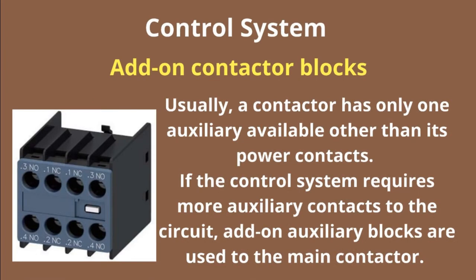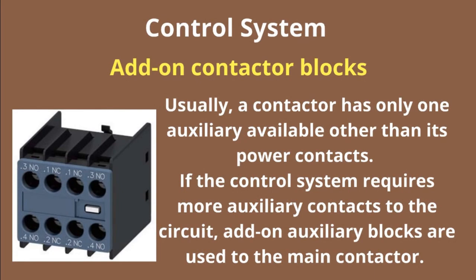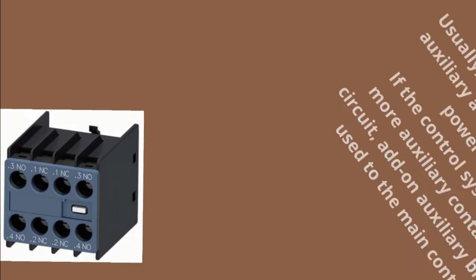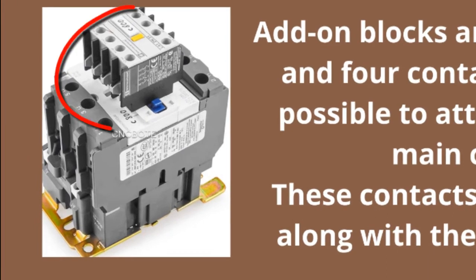Add-on contactor blocks. Usually, a contactor has only one auxiliary contact other than its power contacts. If the control system requires more auxiliary contacts in the circuit, add-on auxiliary blocks are added to the main contactor. Add-on blocks are available in 2 and 4 contacts and can be attached easily to the main contactor. These contacts will be operated along with the main contactor.